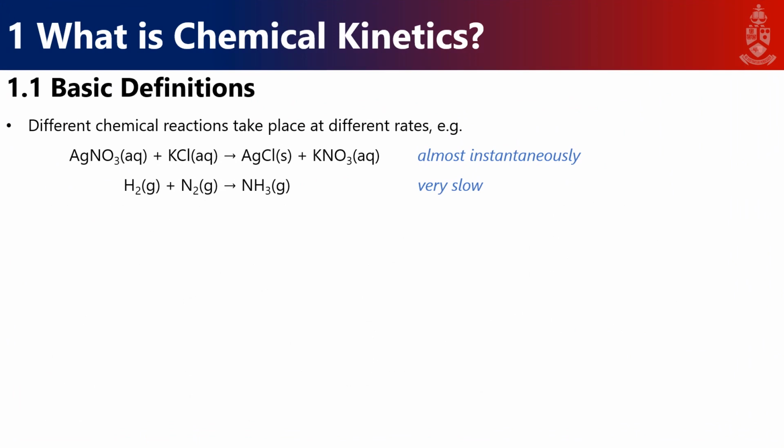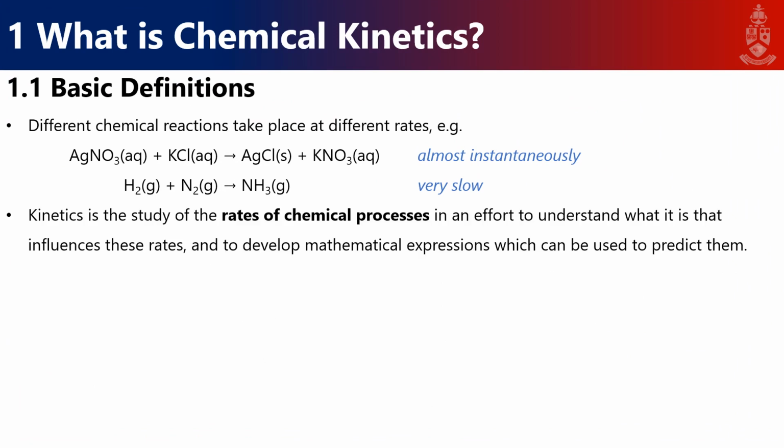We know that different chemical reactions take place at different rates. For example, if you look at the reaction between silver nitrate and potassium chloride, the formation of silver chloride is almost instantaneous. Compared to the formation of ammonia gas from hydrogen and nitrogen gas, which is a very slow reaction, especially at room temperature. So kinetics is the study of the rates of chemical processes in an effort to understand what influences these rates, and then to develop certain mathematical expressions which we can use to predict the rates of chemical processes.